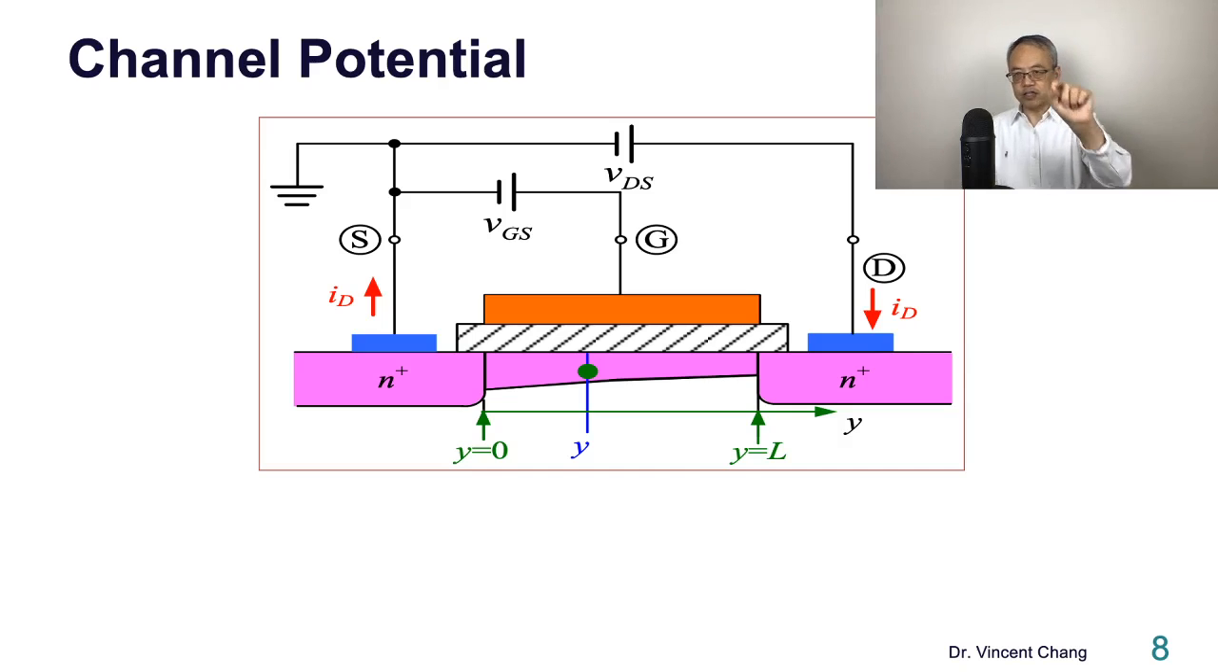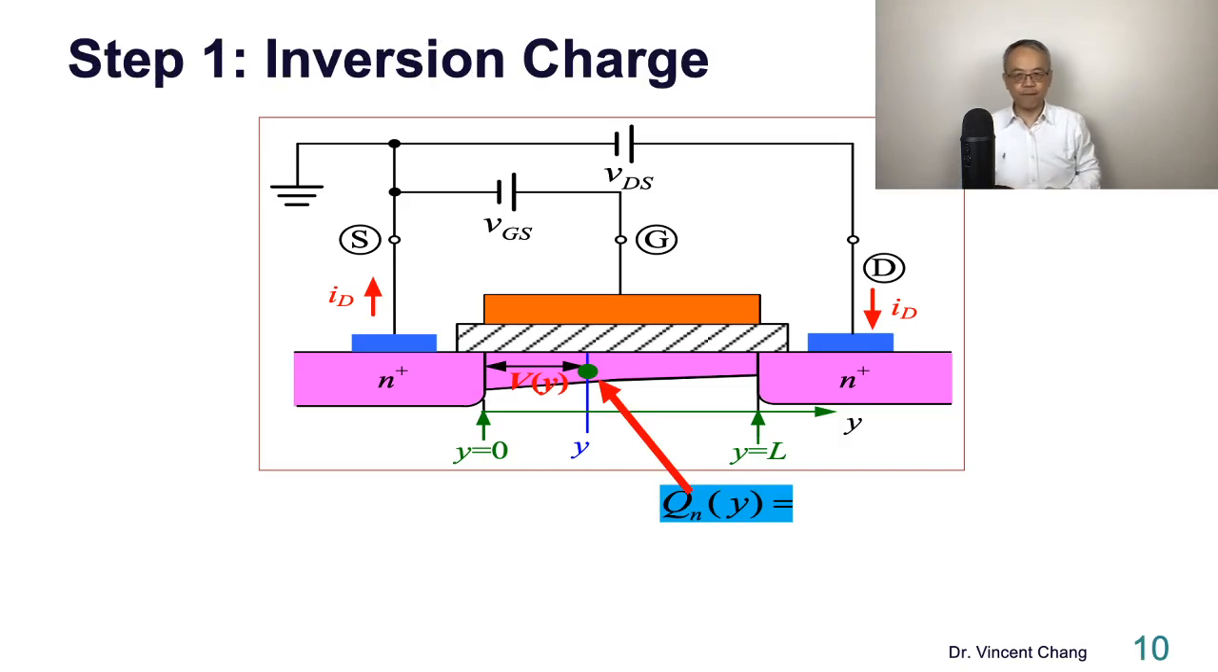Let's try to find out the channel potential at y, in reference to where? The ground. Ground is on the source side. So the voltage between any point y and the source is what we call the channel potential, denoted by V of y. Now watch carefully. V parenthesis y. V of y.